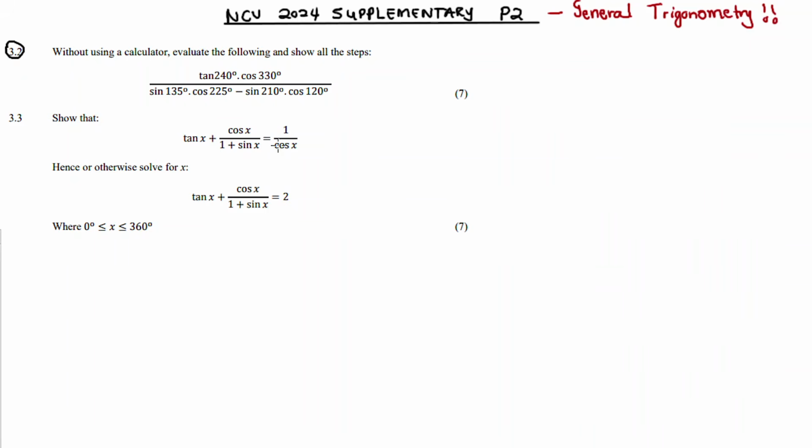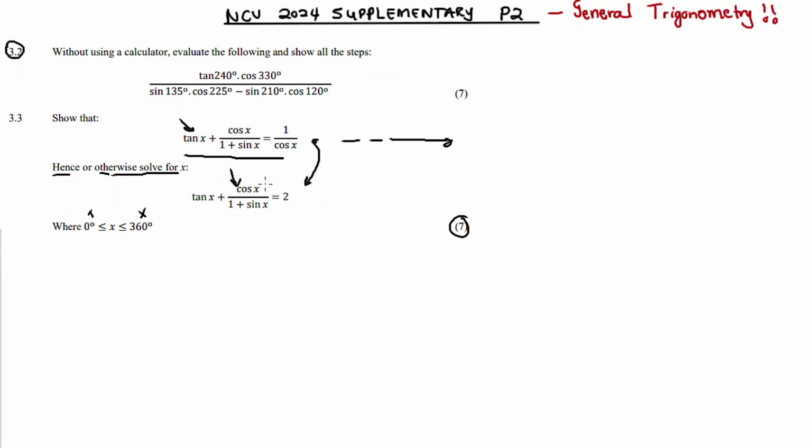Okay, now that we have shown that this identity is actually true, we are now given a task to solve for x. So from an identity to now solving an equation. I feel like there should be a mark allocation for this. It's not fair for 7 marks. Just think about it. All the work we went through, and now we have to solve for x, where x is between 0 degrees and 360 degrees.